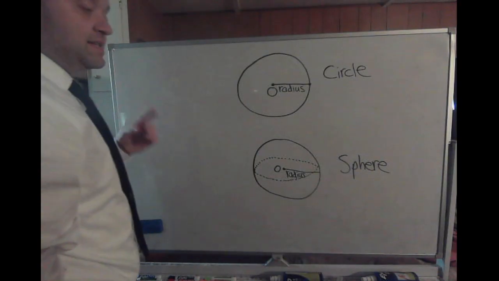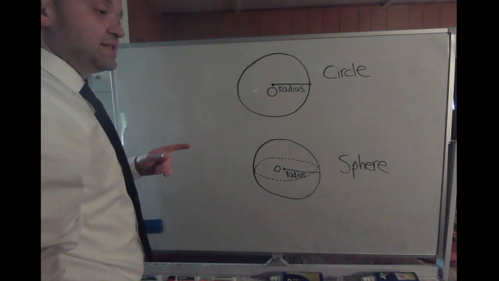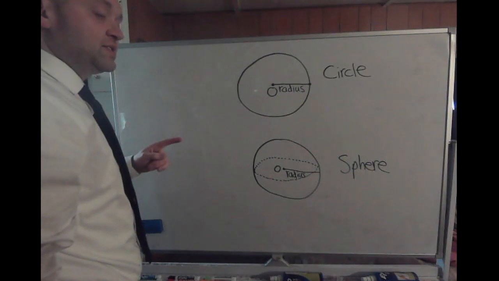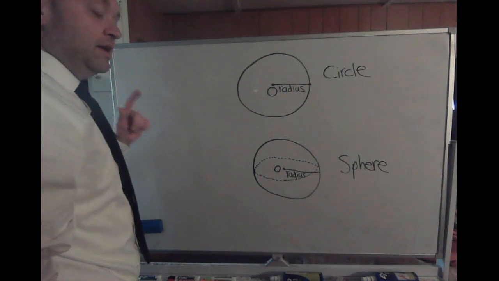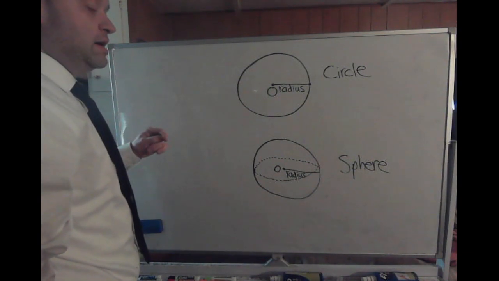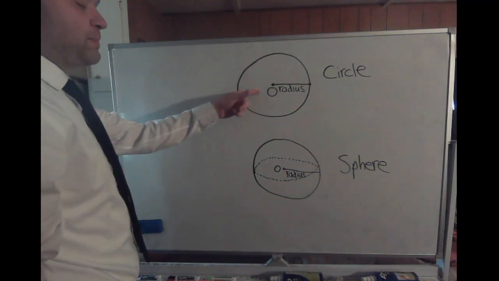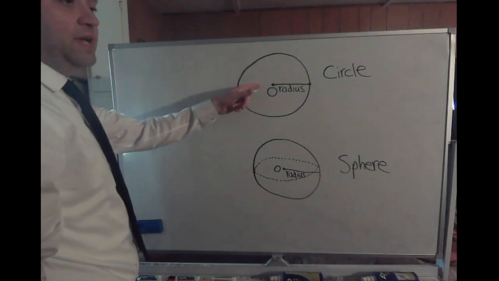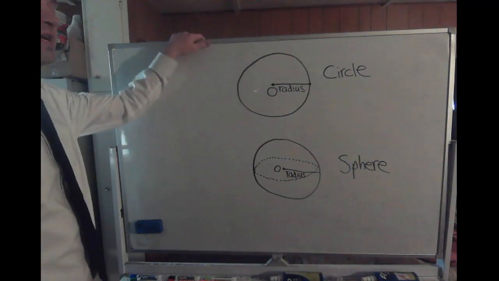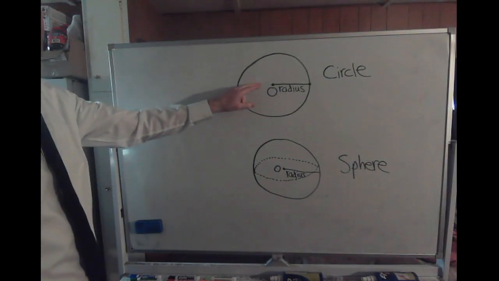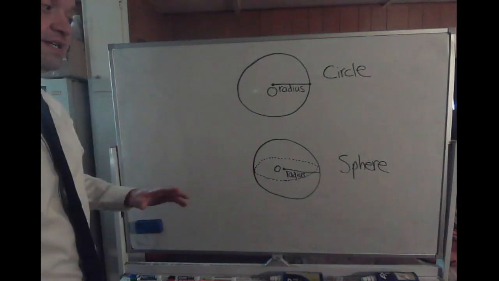Again, a circle is the set of all points a given distance in a plane from a fixed location. That fixed location is the center of the circle, and the radius is the given distance.